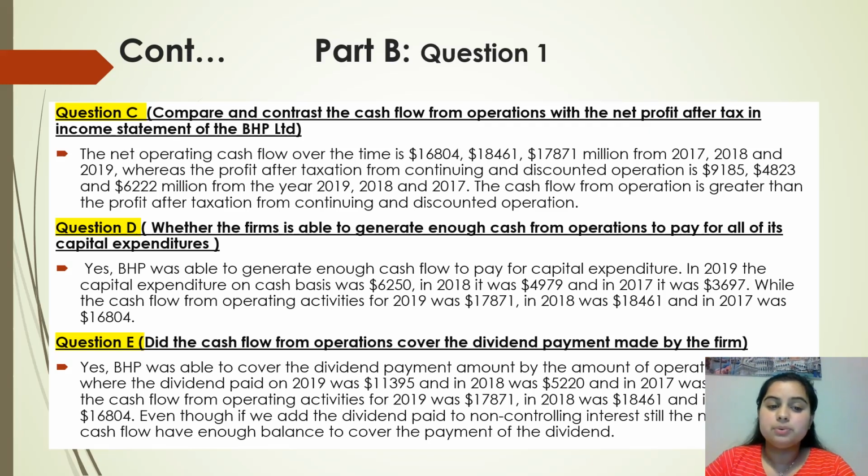Yes, BHP was able to cover the dividend payment by the cash from operations, where the dividend paid in 2019 was $11,395 and in 2018 was $5,220. The cash flow from operating activities for 2019 was $17,871. In 2018 it was $18,461, and in 2017 it was 16,804. Even if we add the dividend paid to non-controlling interest, the operating cash flow still has enough balance to cover the payment of the dividend.